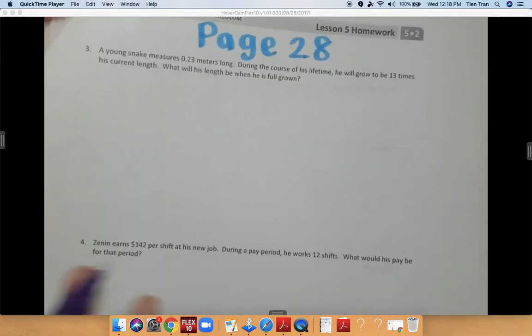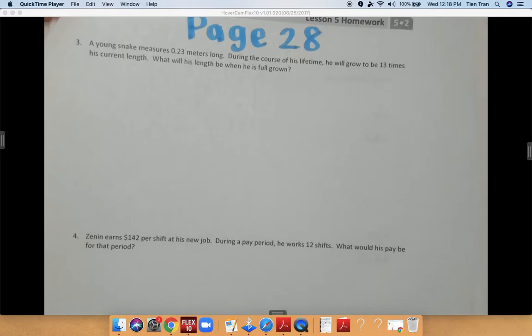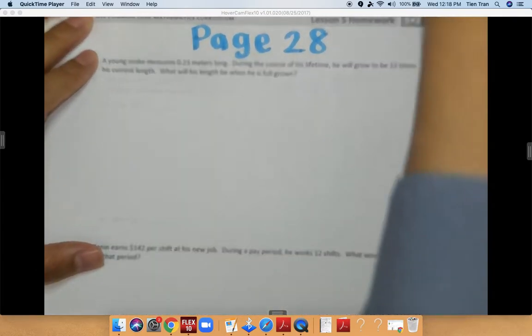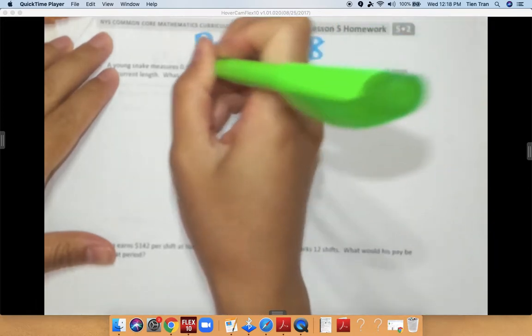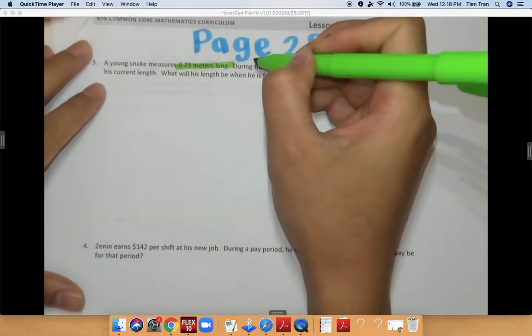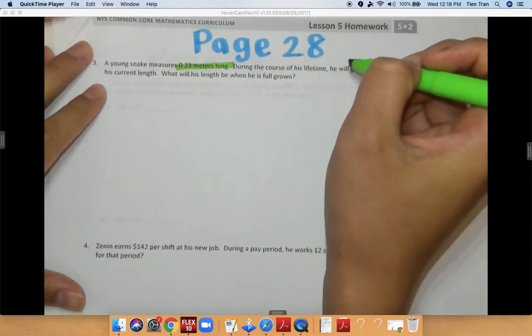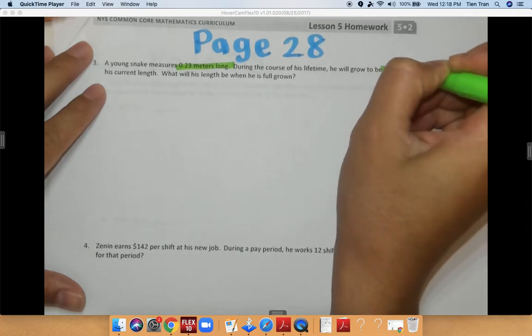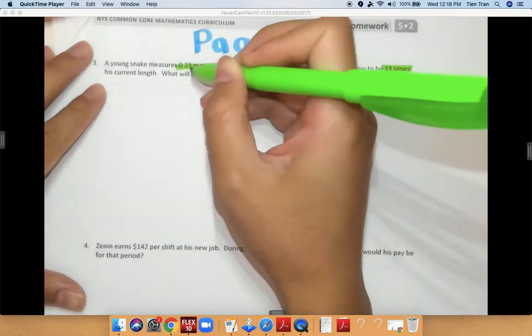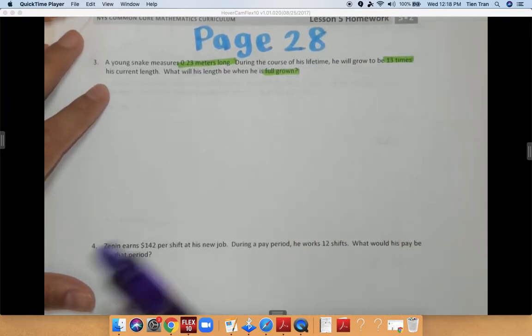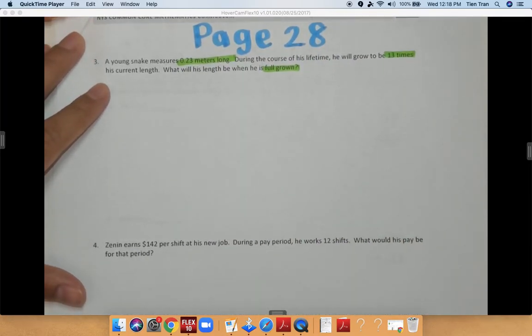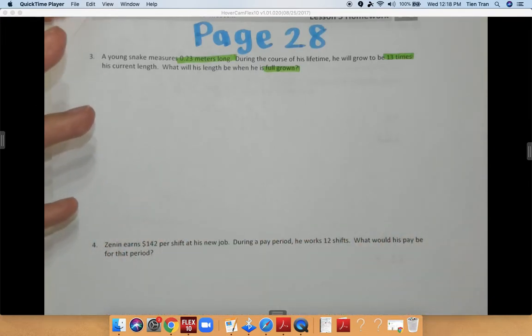Now, I'm going to turn the page, and we are on page 28. Make sure you are on the correct page. So, for problem number 3, they ask you right here, a young snake measured 0.23 meters long. During the course of his lifetime, he will grow up to be 13 times his current length. What will his length be when he is full grown? They're asking how tall would he be if he's fully grown, or the length, how his height, right?